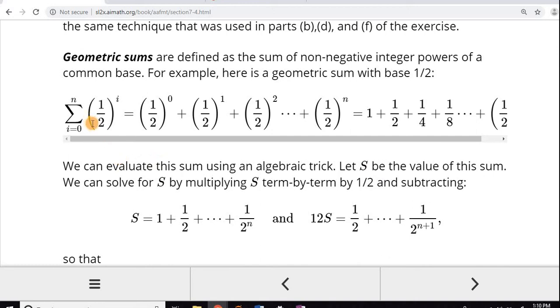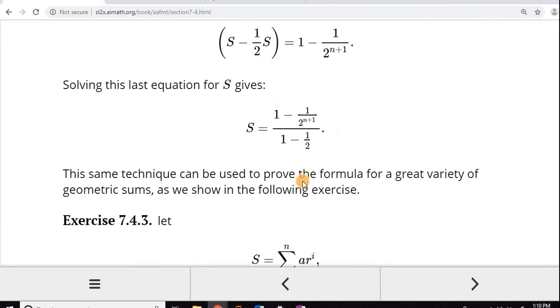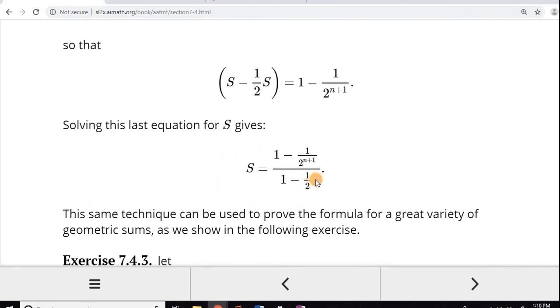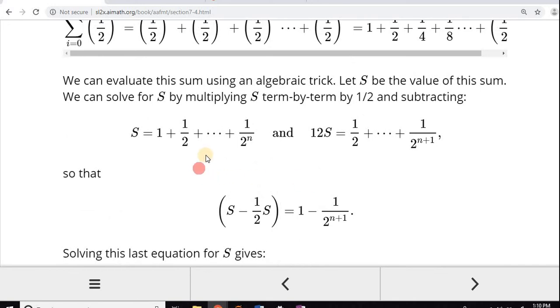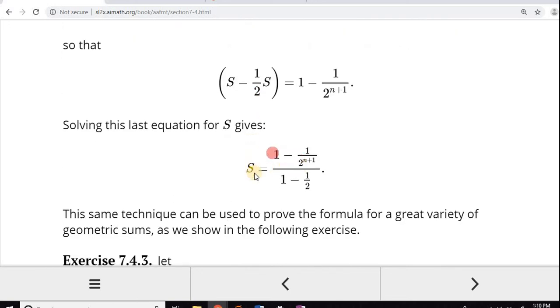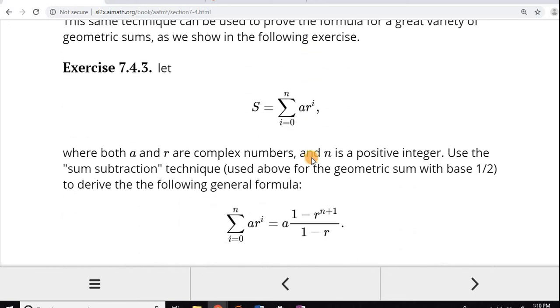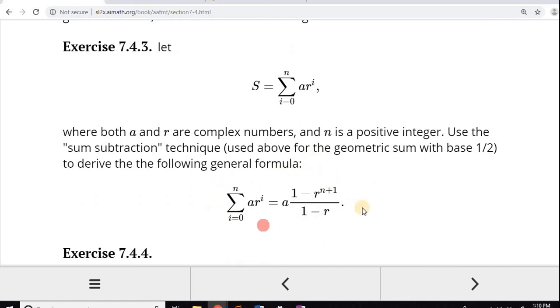Yeah, this should be a 1/2 here. Sorry. Now here is the geometric series. This is the sum from 1. This works for 1/2. The sum of 1 plus dot dot dot plus 1/2 to the nth power gives you this formula. But this is the general formula. So you should be able to use this to solve that problem.